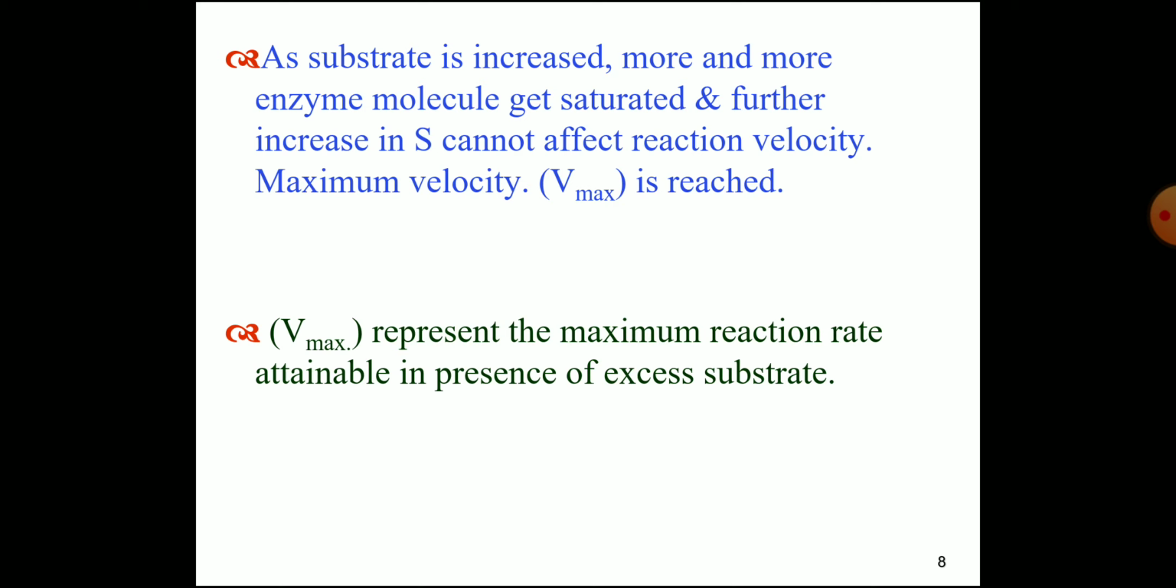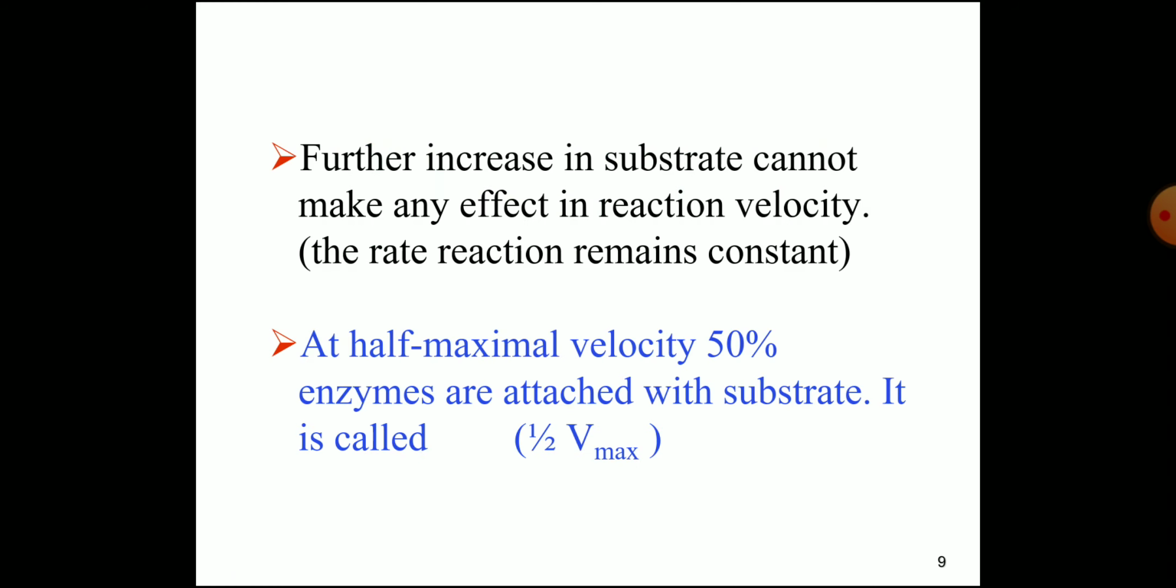So there may be substrate present in the medium, but all the enzyme molecules are bound to the substrate, the ES complex is formed and the product is forming. So that is the maximal velocity. Further increase in substrate cannot make an effect on the reaction velocity, and the rate of reaction remains constant. So after Vmax, the rate of reaction will be constant.